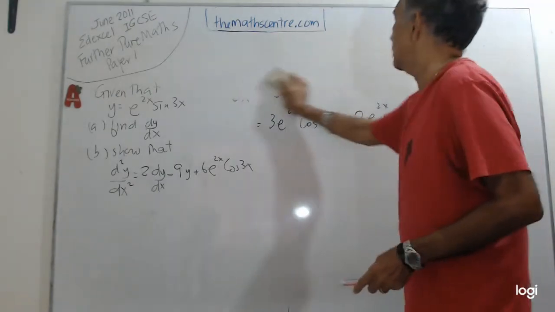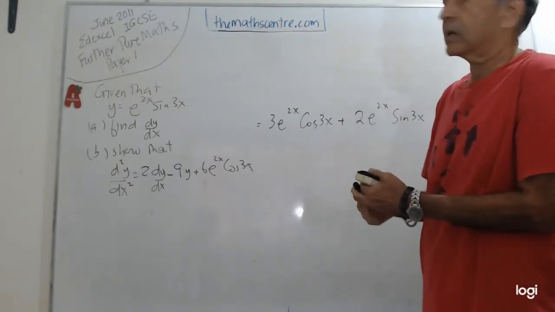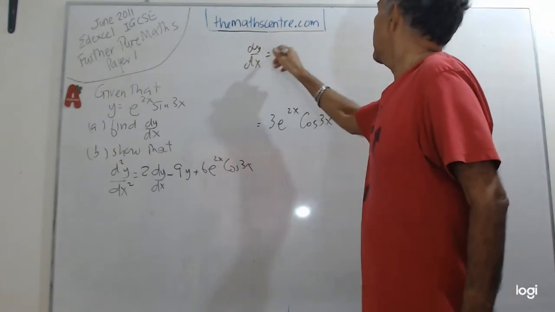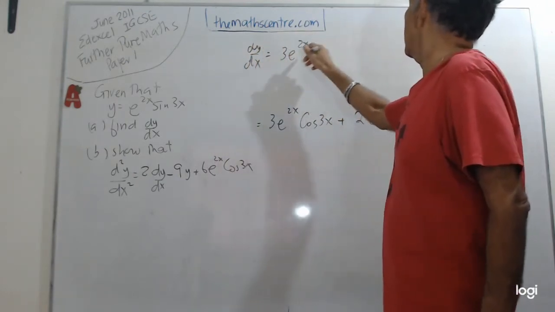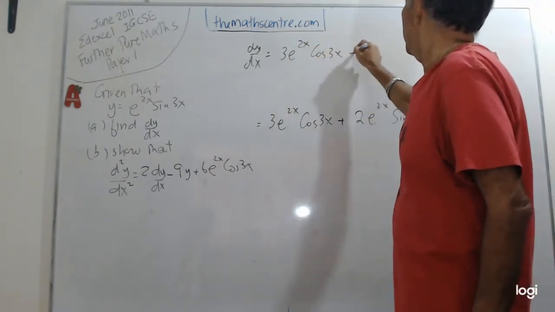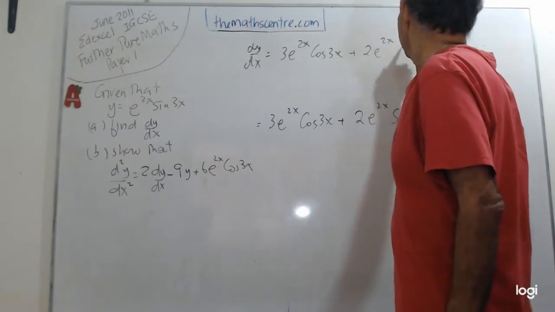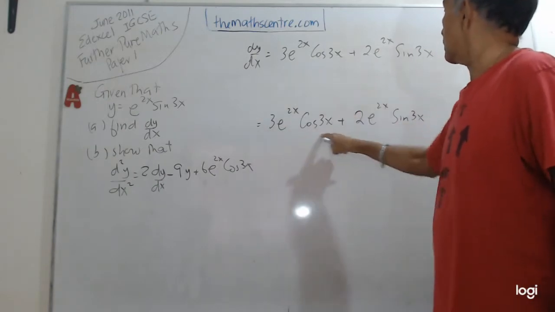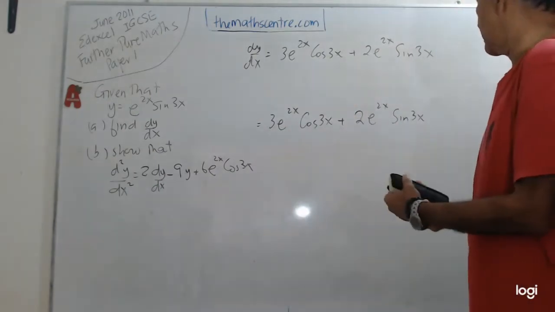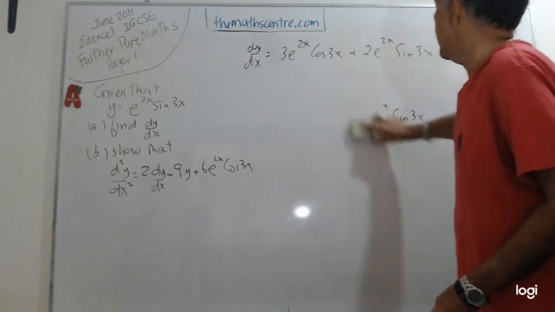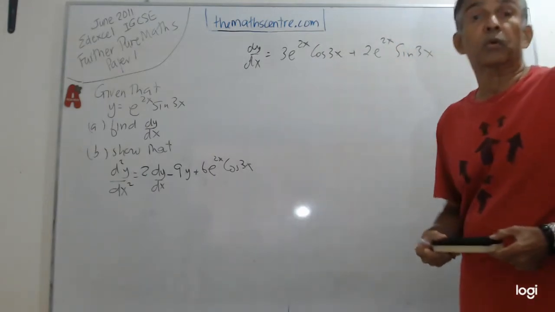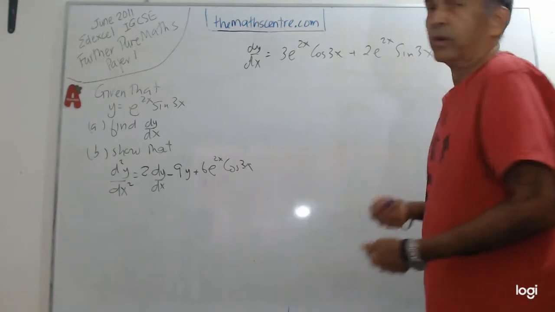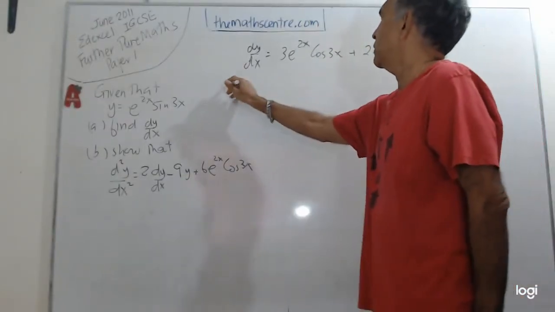Let me write dy/dx on top, because there's going to be quite a bit of work. So dy/dx, which we just found, is 3e to the power of 2x cos 3x plus 2e to the power of 2x sine 3x. That looks good. Now let's do differentiation one more time. There are no major tricks to this. We're going to use the product rule again.